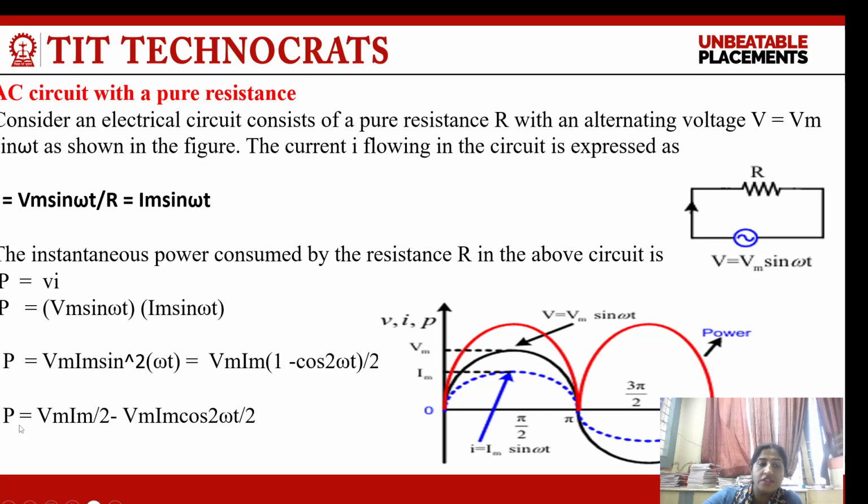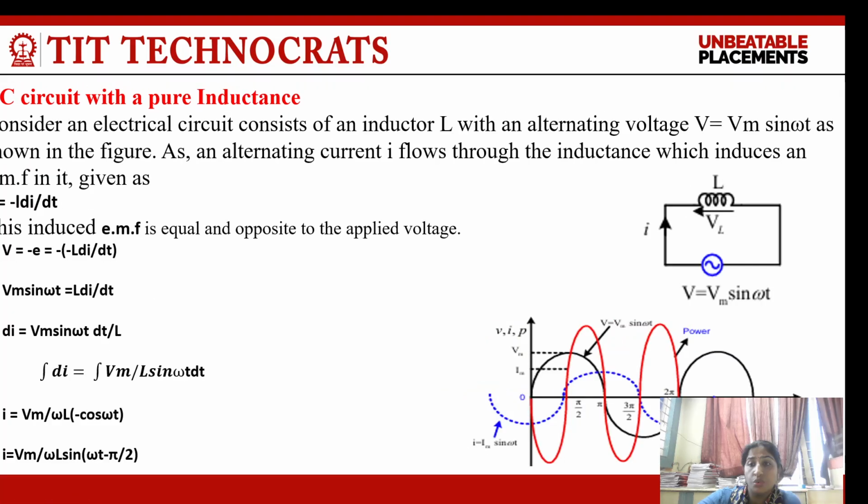Now, if we apply an alternating voltage to an inductive coil, what are we going to get? We know if we apply a voltage, current will start flowing in the inductor, and due to this flow of current, a magnetic field is generated, and due to the magnetic field, an EMF is induced in the circuit, and this EMF counters the applied voltage. This induced EMF is always equal and opposite to the applied voltage.